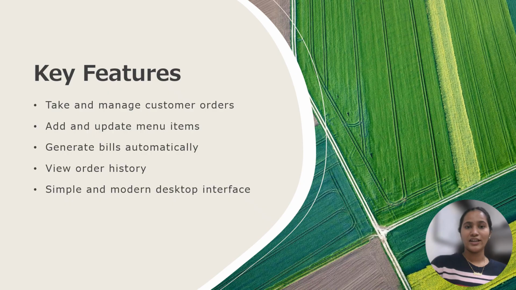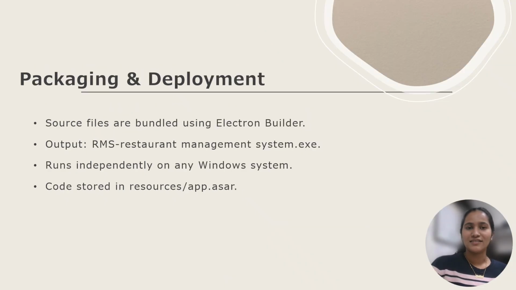Some of the key features include order management, billing automation, and an easy-to-use menu control system. This app can also connect with a printer to print the receipts for the customers. The app keeps the process fast and efficient. Once the development was completed, I packaged the project into a Windows executable using Electron Builder. This created the main file, RMS Restaurant Management System EXE, which runs the entire app just like any native software.